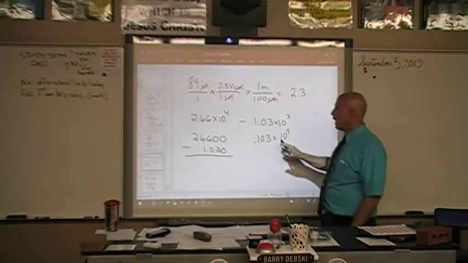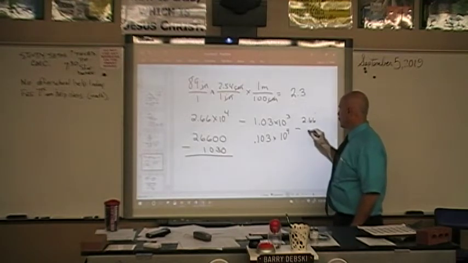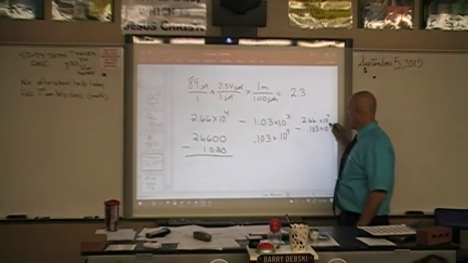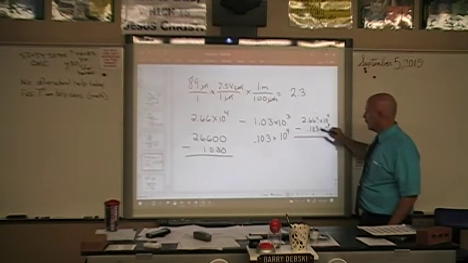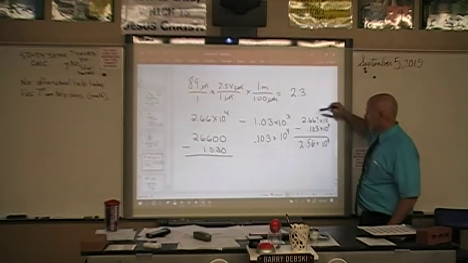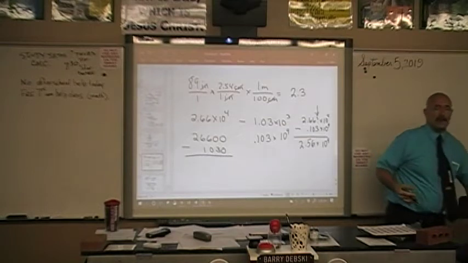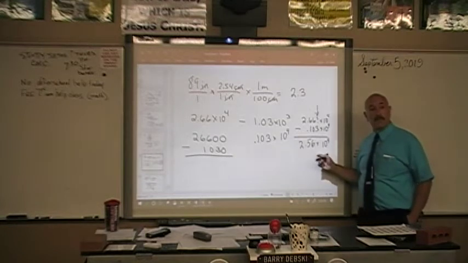So if I know that, then I can say 2.66 minus 0.103. Both of those are times 10 to the 4th now. And now you can see that I have a question mark here. Some number minus 3, 6 minus 0, 6 minus 1, and 2. The fact that I have that question mark right there tells me that's not going to be a significant digit. I can't include it in my answer. So this is my answer here, 2.56 times 10 to the 4th.